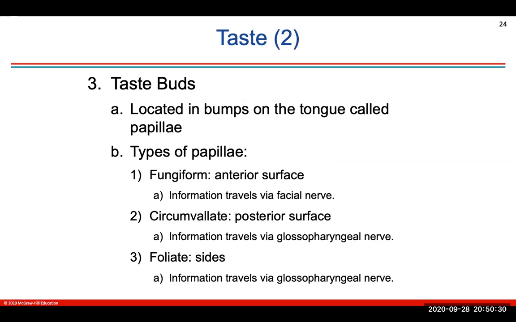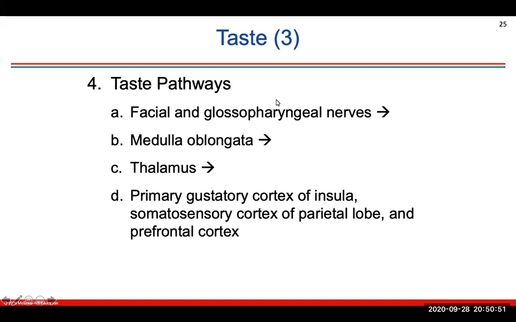Taste buds are located in bumps on the tongue called papillae, and there's different types of papillae depending on where they're located. Fungiform papillae are found on the anterior surface of the tongue. Circumvallate papillae are found on the posterior surface, and foliate papillae are found on the sides of the tongue. The taste pathways: the taste sensations will go into your facial and glossopharyngeal nerves, which are two cranial nerves. They'll travel up to the medulla oblongata, into the thalamus, into the primary gustatory cortex of the insula, which is a lobe in the brain.